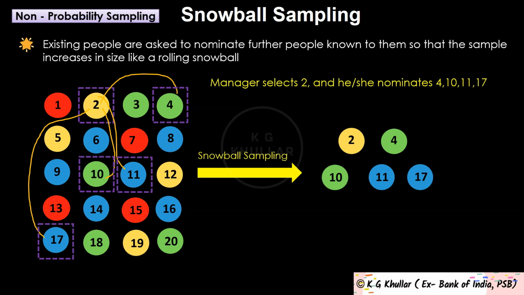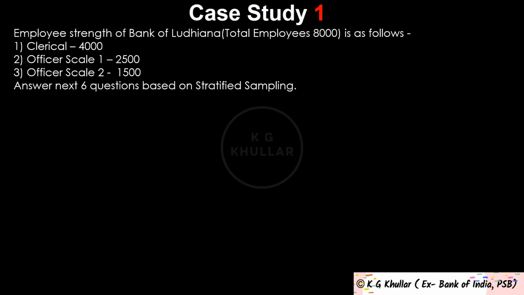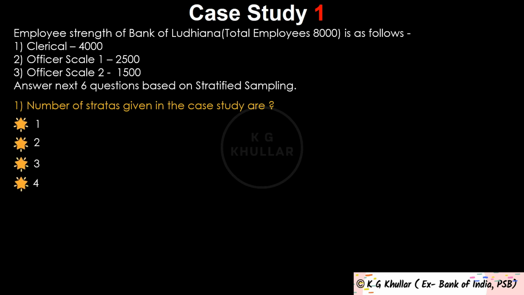Next we will do some questions or case studies that will make the concept crystal clear to you. And we have a case study: the employee strength of Bank of Ludhiana with total employees of 8,000 is as follows. Clerical staff is 4,000, then officer scale 1 are 2,500, then officer scale 2 are 1,500. Now answer the next 6 questions based on stratified sampling. And the first question is, the number of strata given in the case study are, and these options are given to you.